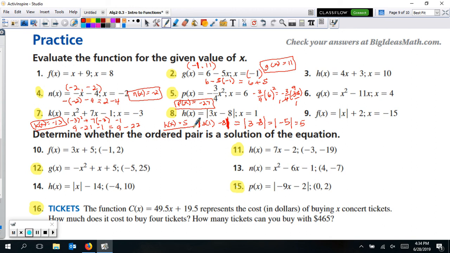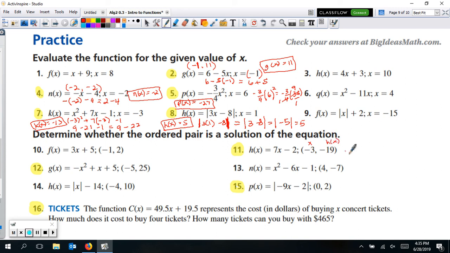All right, so you're going to finish up. You're going to do number 1, 3, 6, and 9 on these. But let's go on down to here and do these other highlighted ones. We're determining whether the ordered pair is a solution of the equation. So again, this would be our x that we're going to plug in here. This is going to be our h of x.